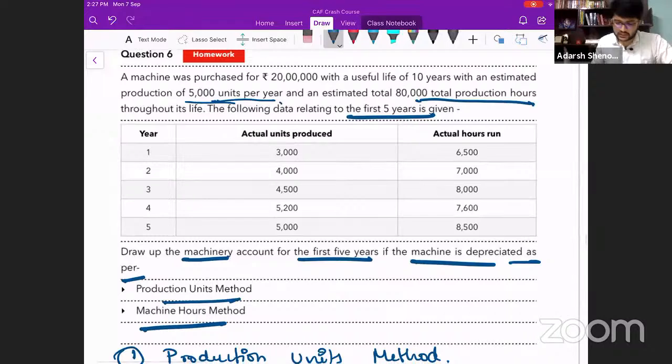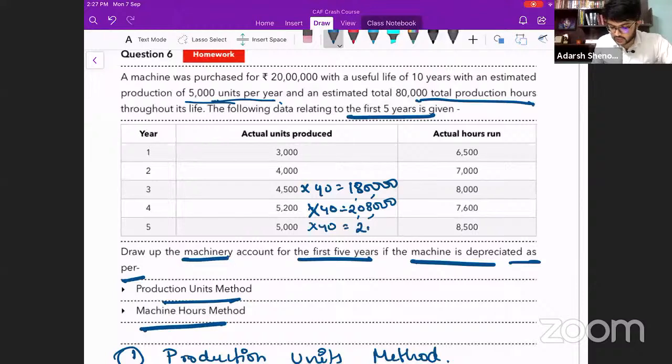So the book value of the asset at the end of the 5 years must be, can someone multiply this? What is the answer for this? 1,80,000 is the depreciation for the third year, 2,08,000 for the fourth, and 2 lakhs for the fifth. So the total of these three is how much? 5,88,000, is it?